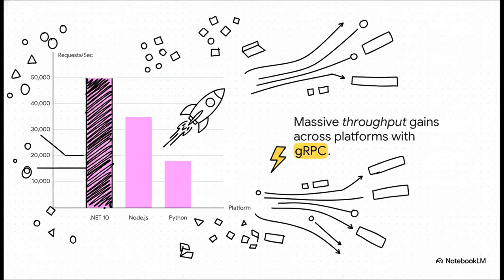All right, we've planned the heist, we've assembled the crew, and we've executed the plan. Let's look at the numbers. Did moving from REST to gRPC actually solve our scaling problem? The results are, honestly, incredibly satisfying. Across the board, every single language saw massive gains in throughput. Look at .NET, jumping from 20,000 requests per second under REST to a massive 50,000 requests per second under gRPC. That is a 2.5x improvement in throughput just by changing the architectural paradigm.